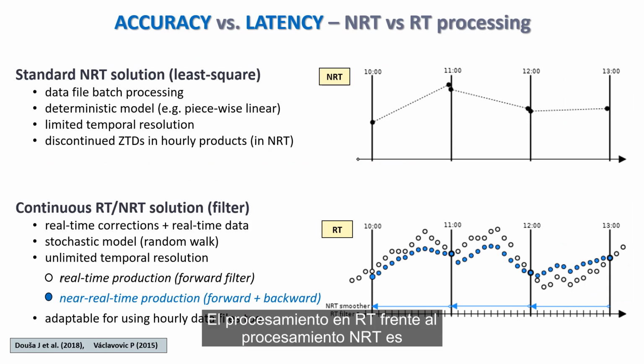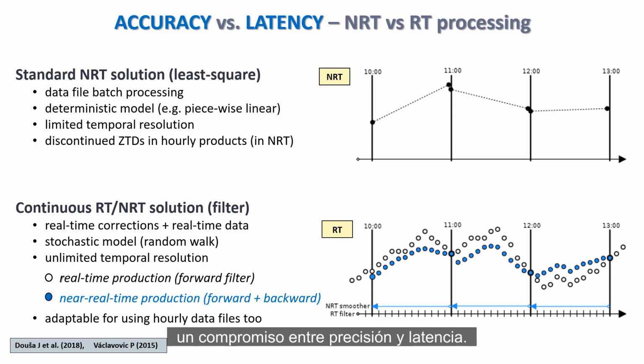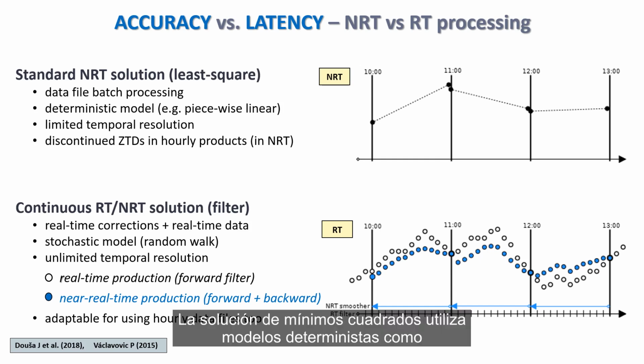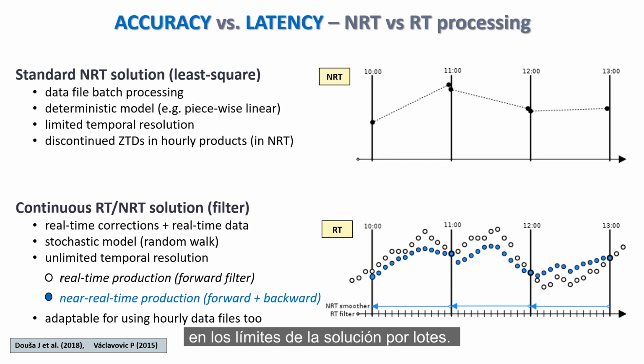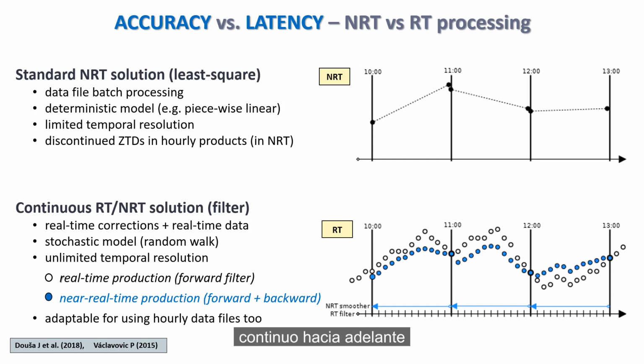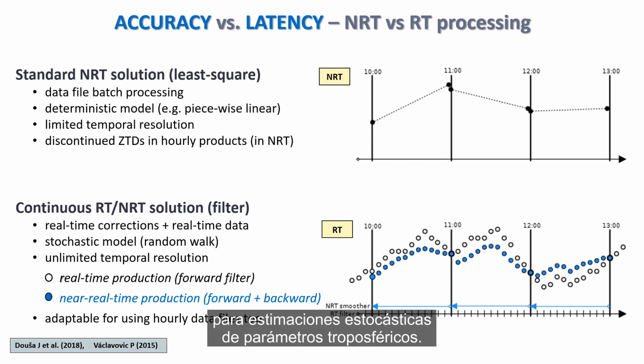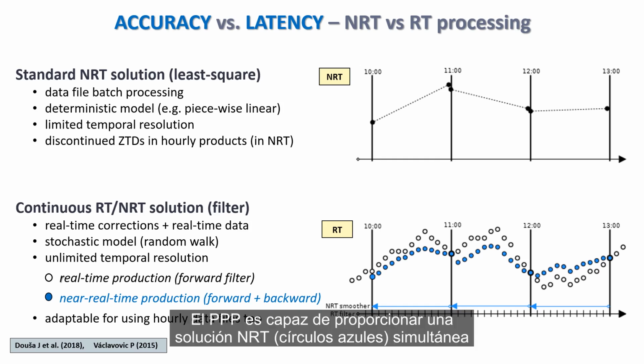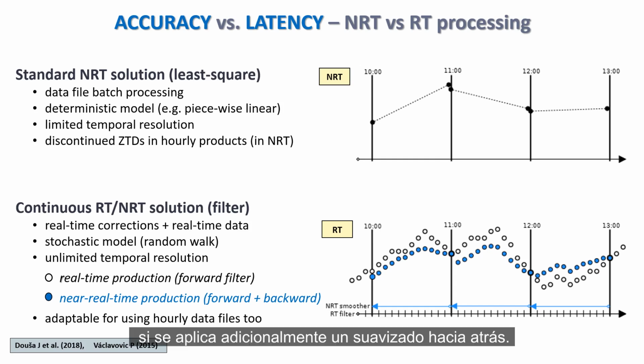Real-time versus near-real-time processing is a trade-off between accuracy and latency. Standard least square solution uses deterministic models, like piecewise linear or piecewise constant, which may result in discontinuities of estimated parameters at boundaries of each batch solution. The real-time PPP is then driven by a continuous forward filter for stochastic estimates of tropospheric parameters. The PPP is capable of providing simultaneously a near-real-time solution, in blue circles, if backward smoothing is additionally applied.